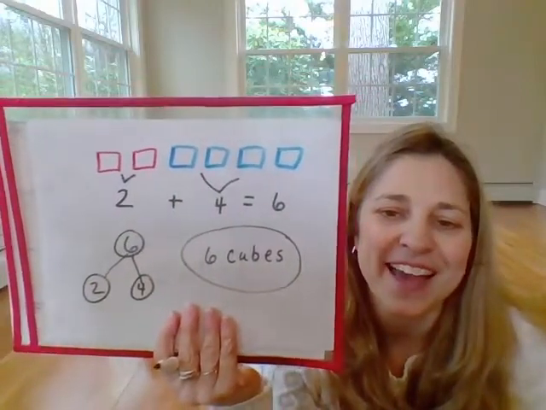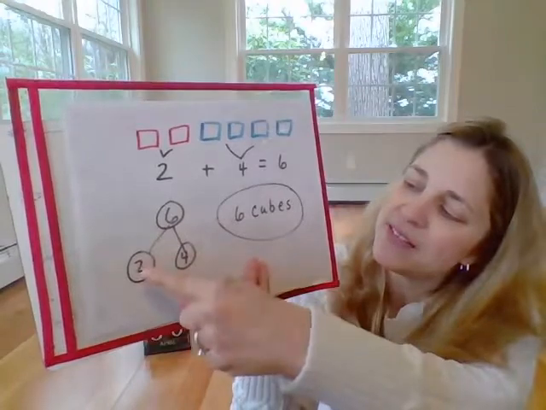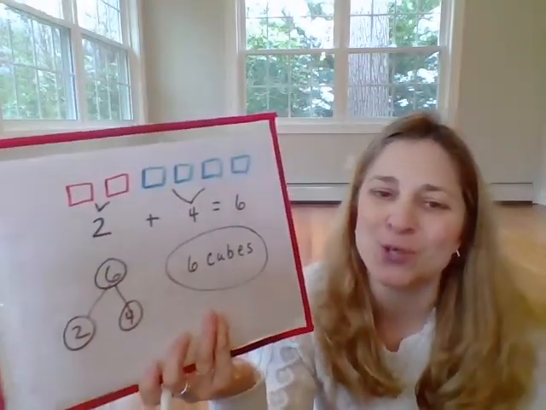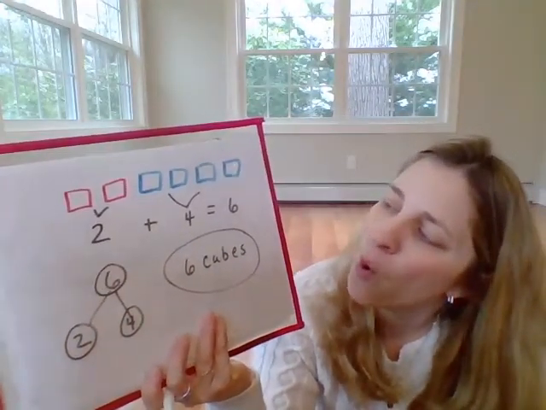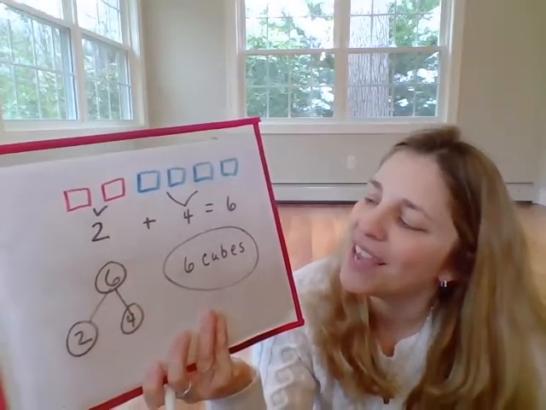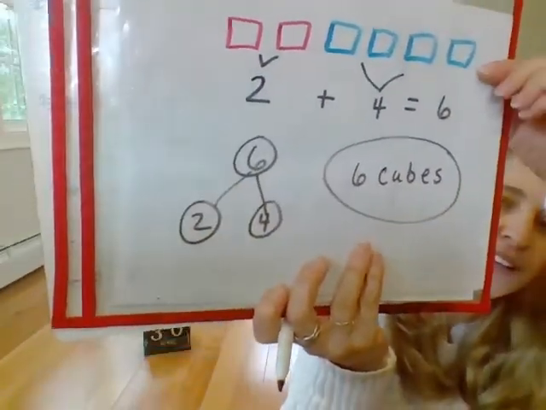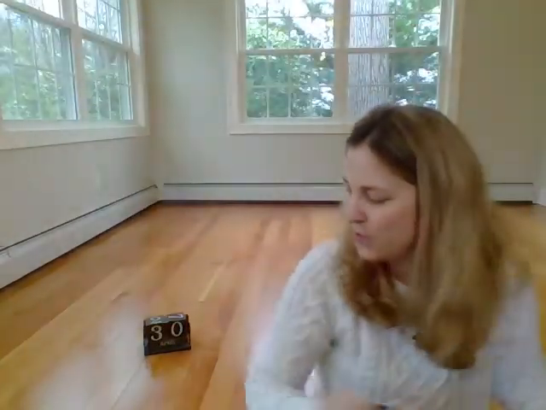So copycat. The number bond shows that 2 and 4 make 6, so part, whole. What is it that we're talking about? We're talking about cubes. So how many all together? There are 2 red and 4 blue, and all together we have 6. So make sure that yours looks like mine. Awesome, and now we're ready to move on.